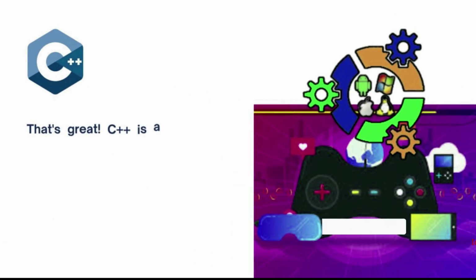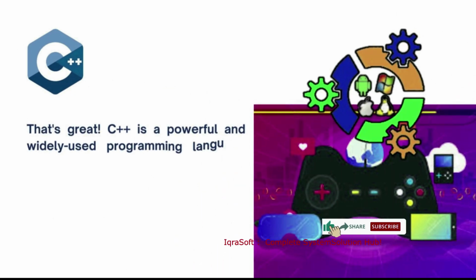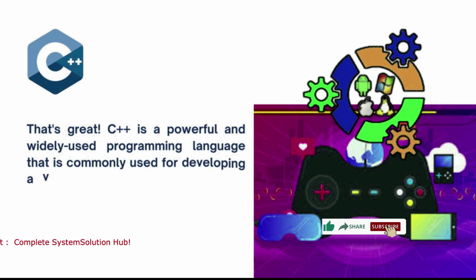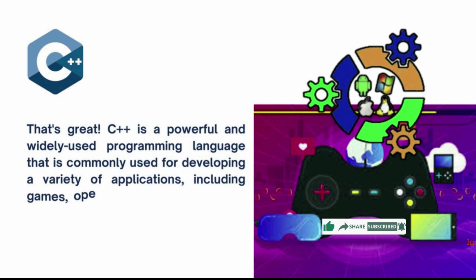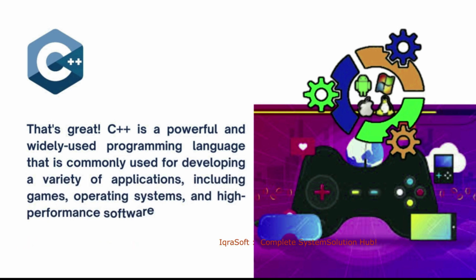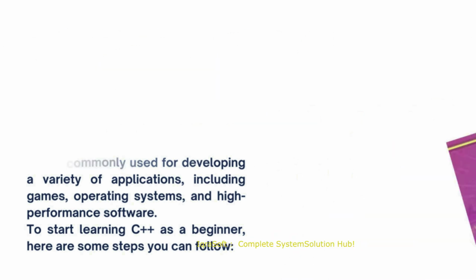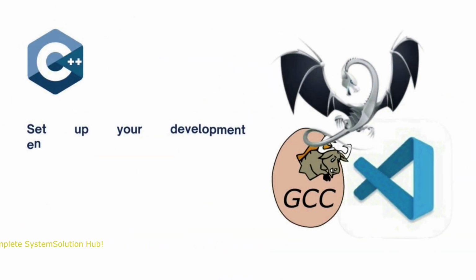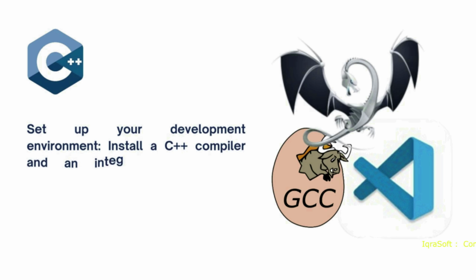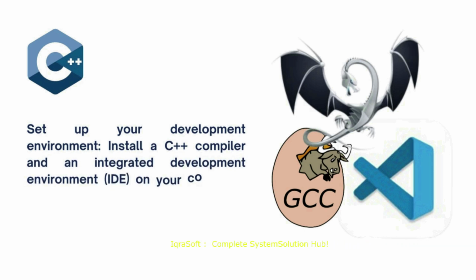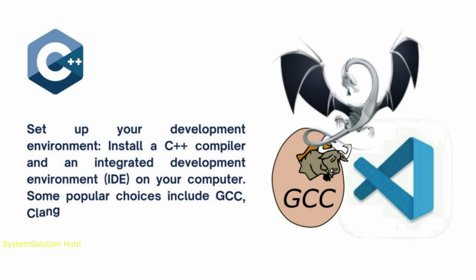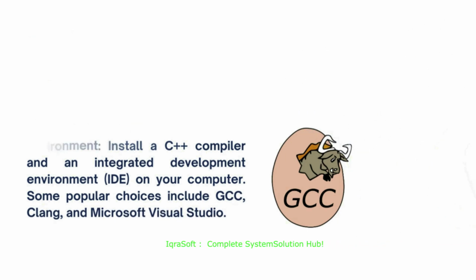C++ is a powerful and widely used programming language that is commonly used for developing a variety of applications, including games, operating systems, and high-performance software. To start learning C++ as a beginner, here are some steps you can follow. 1. Set up your development environment. Install a C++ compiler and an integrated development environment, IDE, on your computer. Some popular choices include GCC, Clang, and Microsoft Visual Studio.